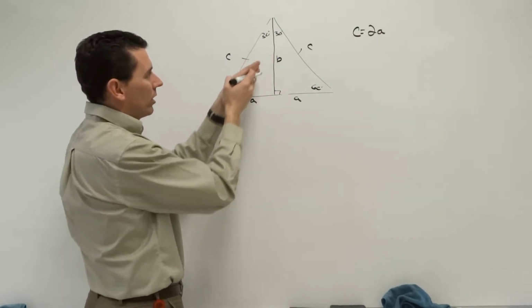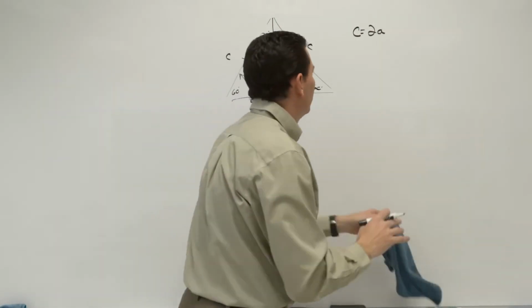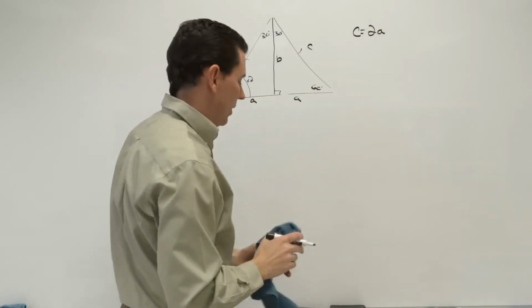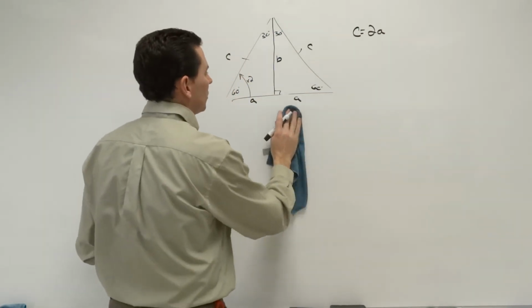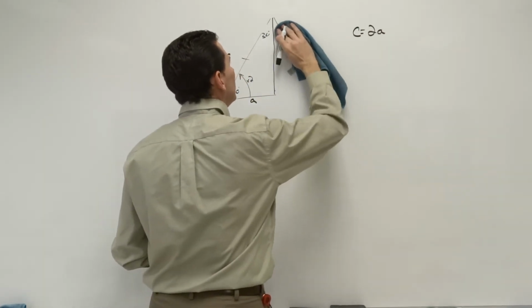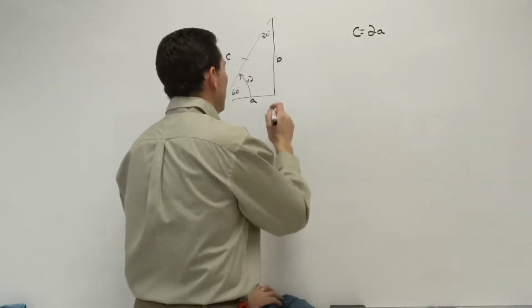Now let's look at how I could get to the long leg. So one equation, C equals 2A. We're going to use that. Let me just erase the other half of this now. So now we're just looking at our 30, 60, 90.